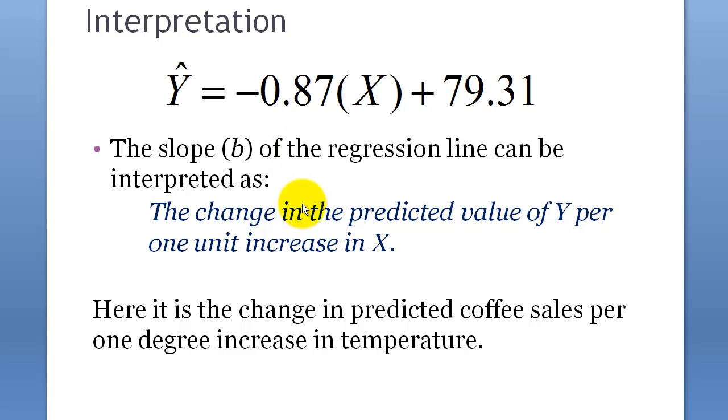Does it make sense if I say the change in the predicted value of y? The slope b is minus 0.87. It is the change in the predicted value of y per 1 unit increase in x. So with 1 degree up or down, the prediction changes by 0.87. If it changes by 2 degrees, then it's going to change twice this number.